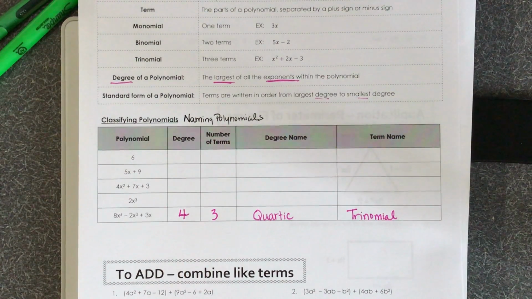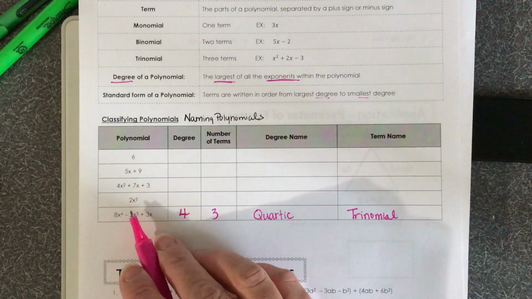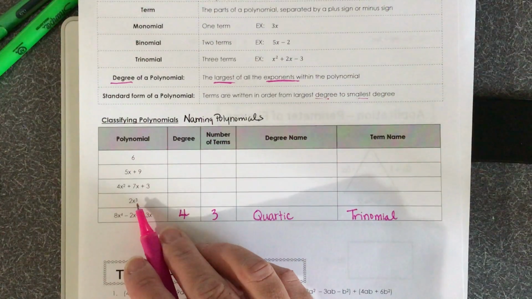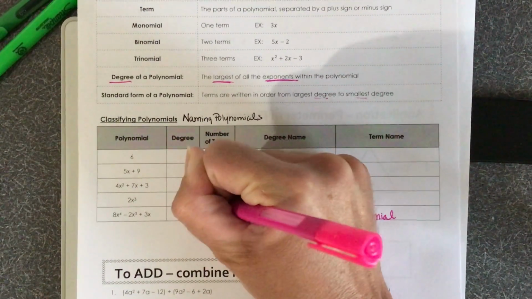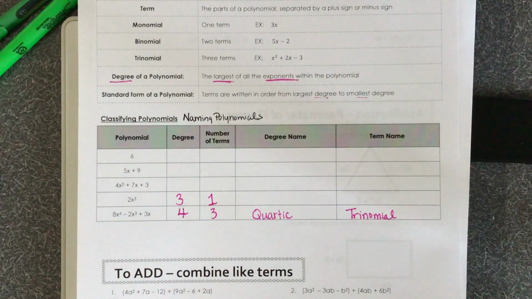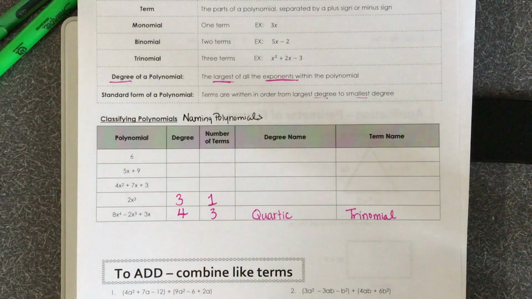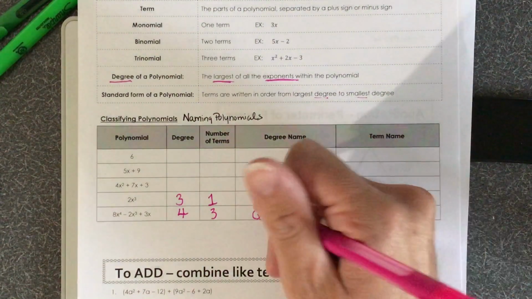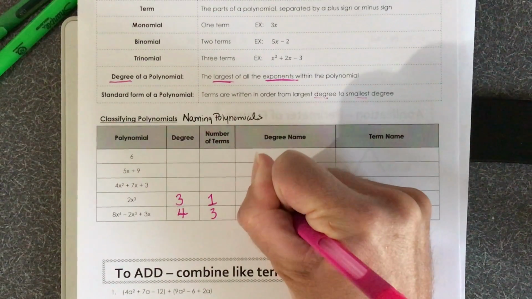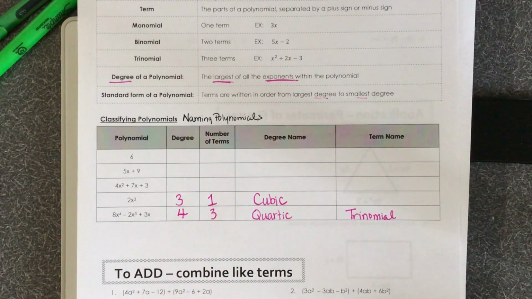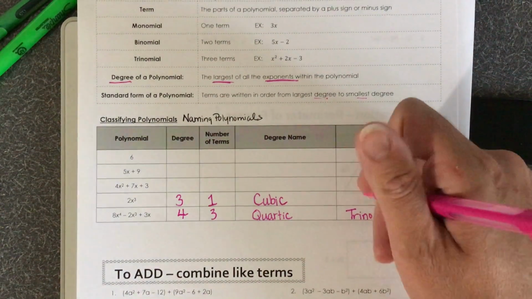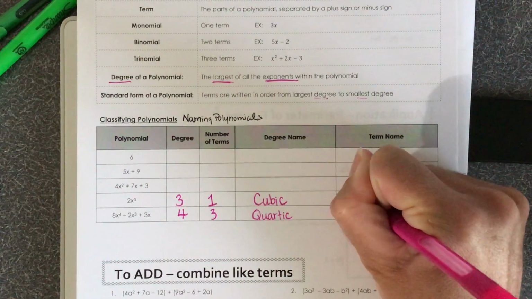Now in the next example, 2x cubed, it has a degree of 3, and there's 1 term there. So because it has a degree of 3, my degree name is cubic. So this is a cubic polynomial, and because there's 1 term, it is a monomial.